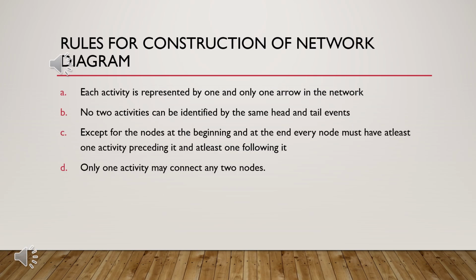Each activity is represented by one and only one arrow in the network. No two activities can be identified by the same head and tail events. Except for the nodes at the beginning and at the end, every node must have at least one activity preceding it and at least one following it. Only one activity may connect any two nodes.